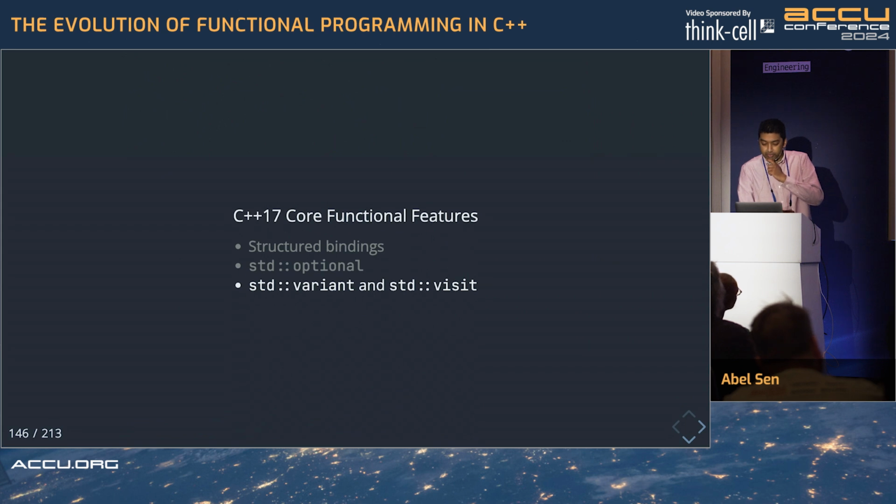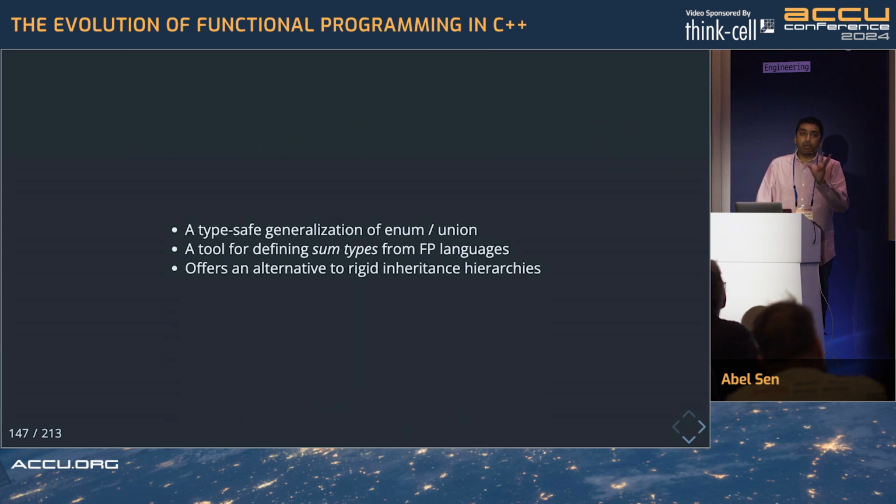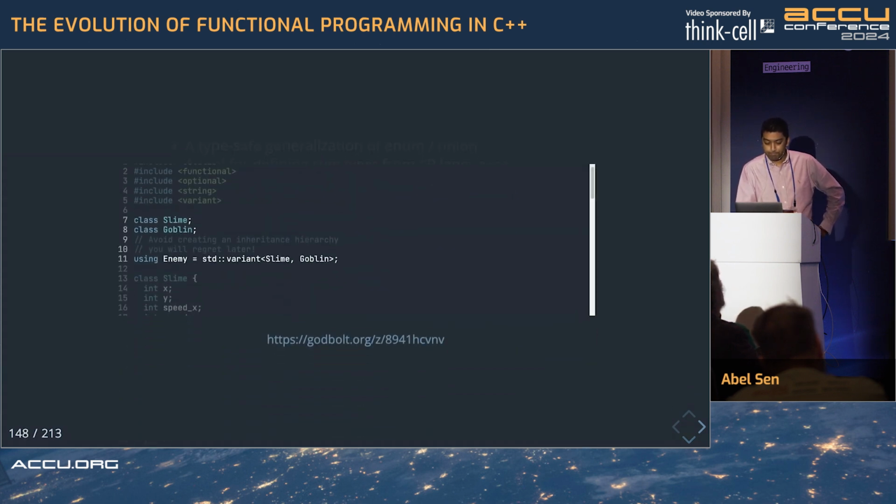Then we have std::variant and std::visit. So this is really a generalization of unions and enums, and it gives you the ability to really define some types from FP languages. And as you'll see, it offers us an alternative to working with rigid inheritance hierarchies.